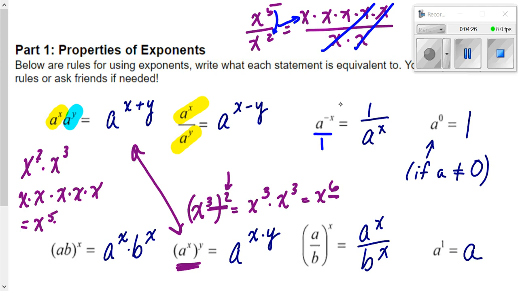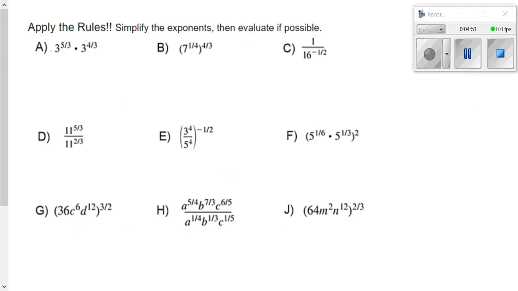If you have something like 0 to the 0, as you will see in calculus, that is a whole different ball of wax. That's an indeterminate form. That's for later. Okay, if you have a product to a power, you can take each part to that power. Similarly, if you have a quotient to a power, you can take each part to that power. And a to the 1 is just a. Okay, now with those properties, you should be able to handle these questions.